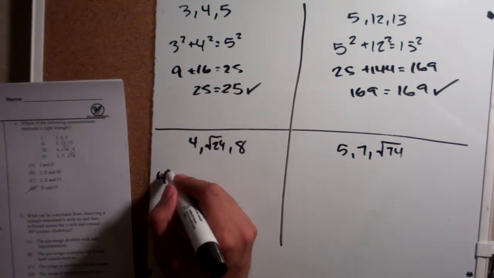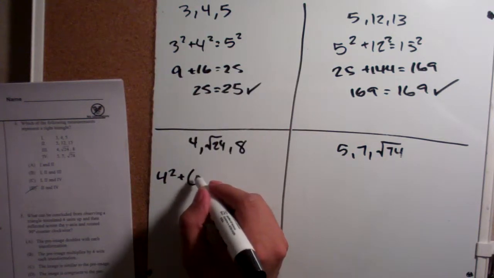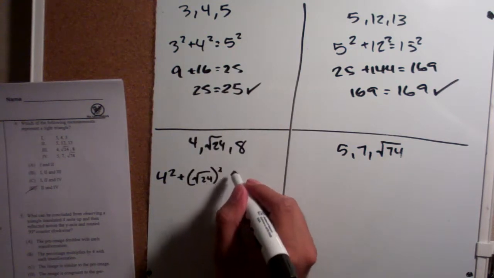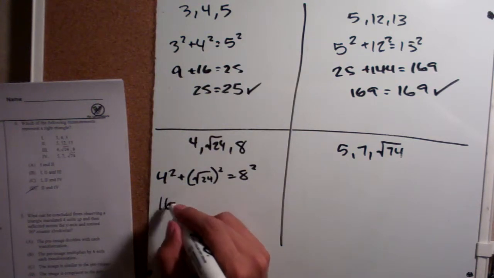So this will be 4 squared plus, and be careful with this, the way you're going to write it, you might want to write parentheses around this. It is radical 24 squared equal to 8 squared. Alright, 4 squared is 16.